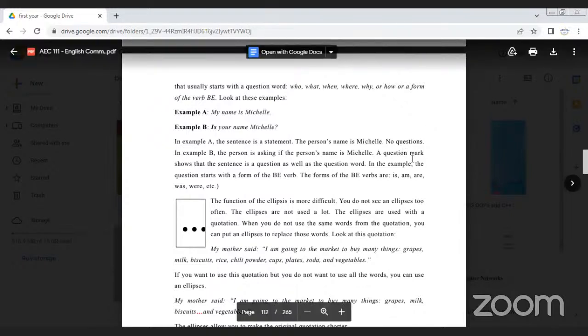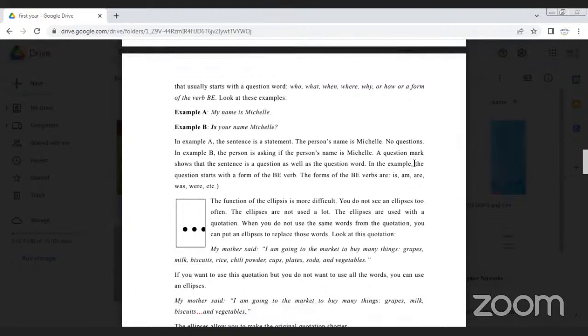In example A, the sentence is a statement: My name is Michael. Okay, the person's name is Michael. No questions. In example B, the person is asking if the person's name is Michael. Okay, is your name Michael? A question mark shows that the sentence is a question, as well as the question word. Okay, in the example, the question starts with a form of the be verb. The forms of the be verbs are am, is, are, was, were, etc.